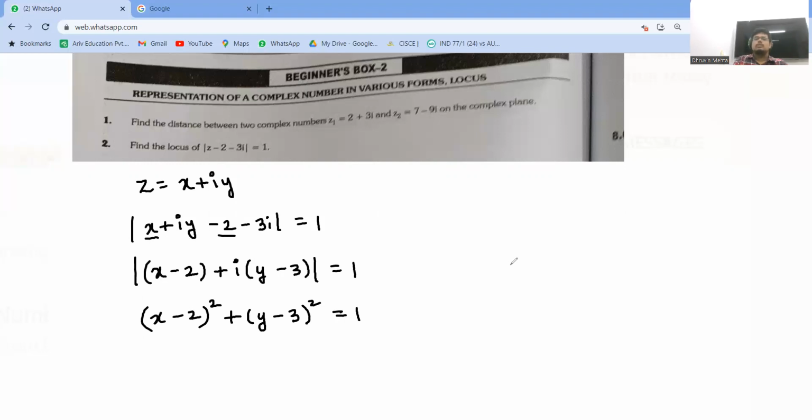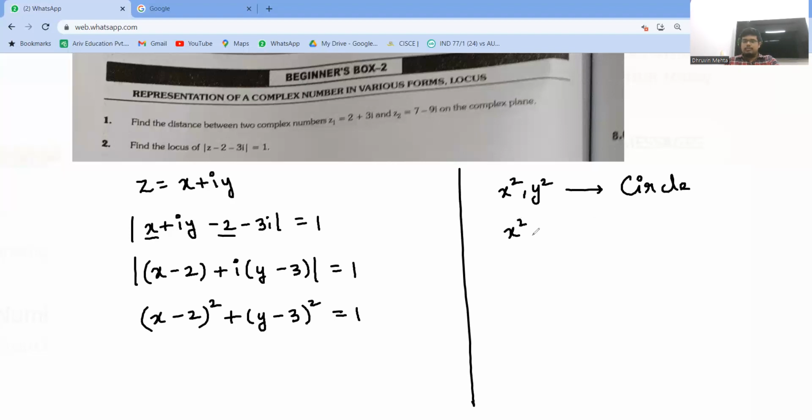Yes sir, मैंने ज्योमेट्री किया ही नहीं है. So you have no idea about this? No. तो देख, मैं तुझे थोड़ा ब्रीफ शॉर्ट में एकदम बता देता हूँ. So if x and y both are squares, then it is circle. If x and y both are squares but the coefficients are different, then it is ellipse. If it is only x square or y square, सिर्फ एक ही वेरिएबल का अगर स्क्वायर है तो पैराबोला.